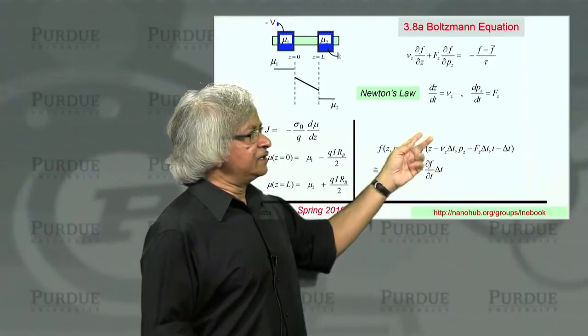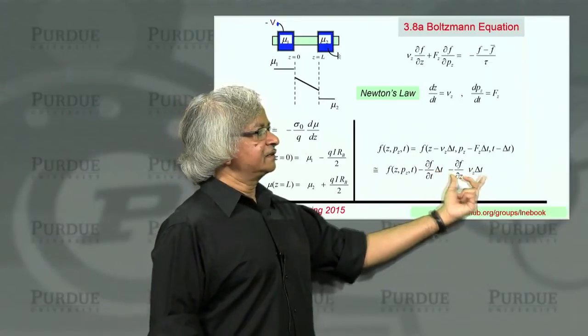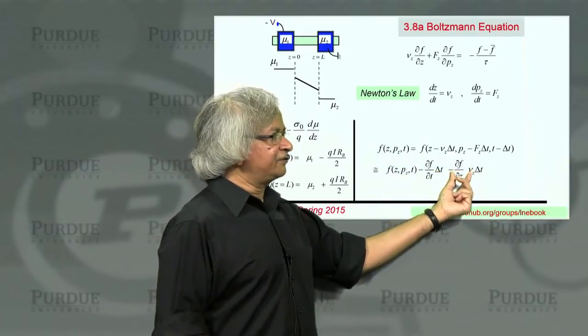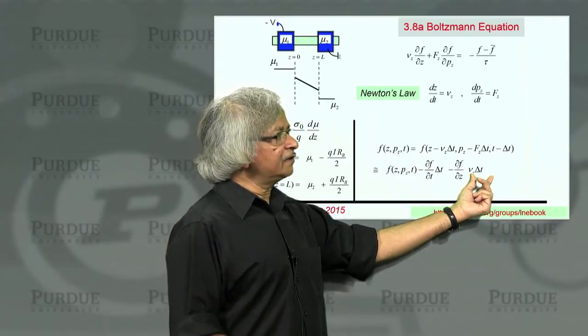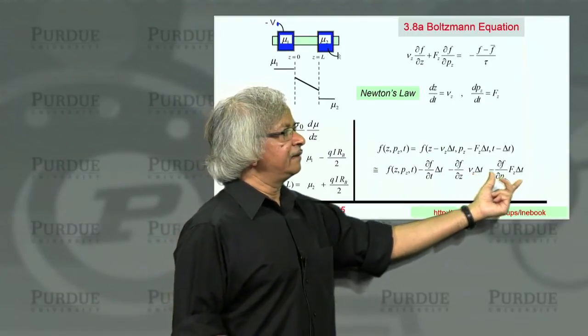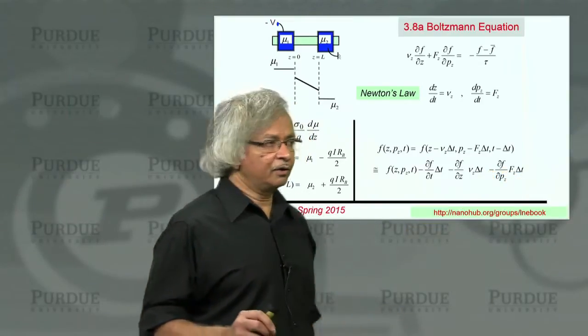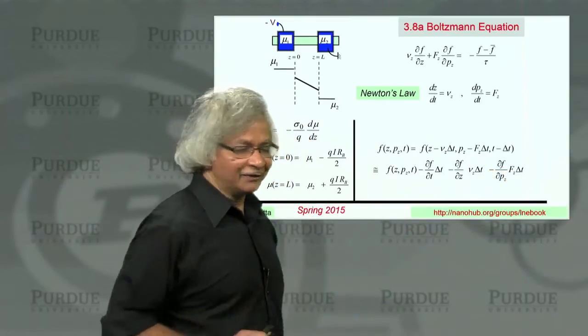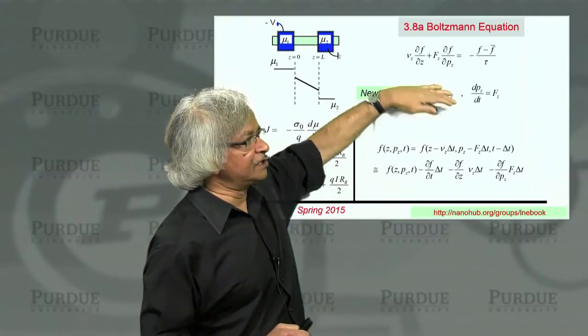And so for z, we could write something like this: minus del f/del z times vz delta t. And similarly, for pz, you could write minus del f/del pz times Fz delta t. So note this very subtle argument here. First, this must be equal to that because of Newton's law.